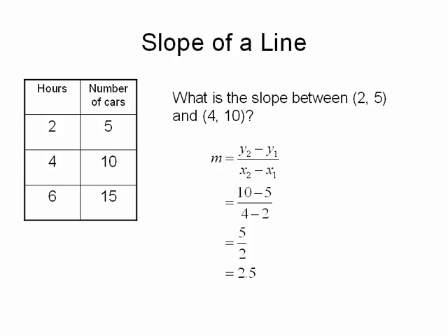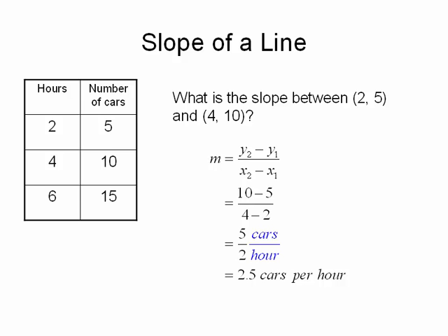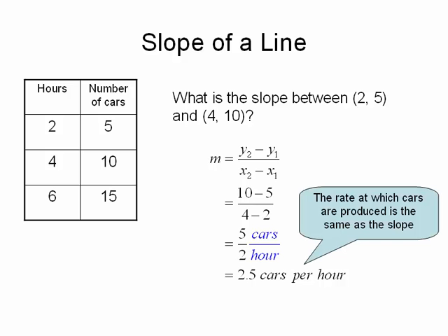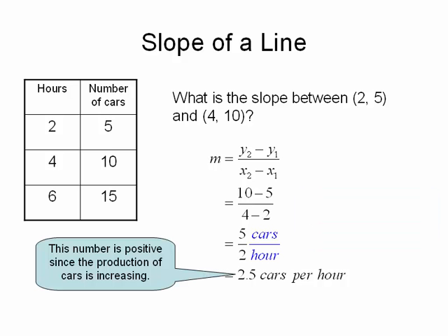So what we're noticing is that slope in some way has to do with how fast things are happening. Let's put some units with these. Notice that the numbers 10 and 5, which subtracted to give us 5, had to do with cars. And the 4 minus 2, which gave us the 2, has to do with hours. So in effect, we were saying 5 cars divided by 2 hours. So that's 2.5 cars per hour. The division equates to per. So the rate at which cars are produced, 2.5 cars per hour, is exactly the same as the slope. This number is positive since the production of cars is increasing over time.